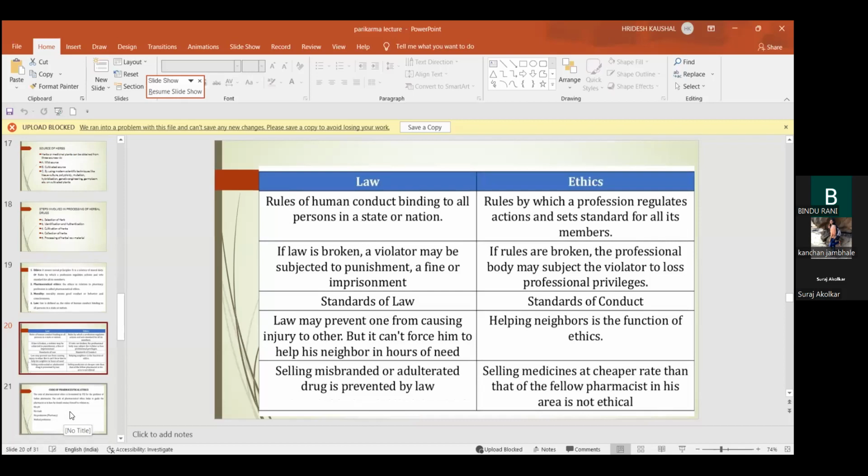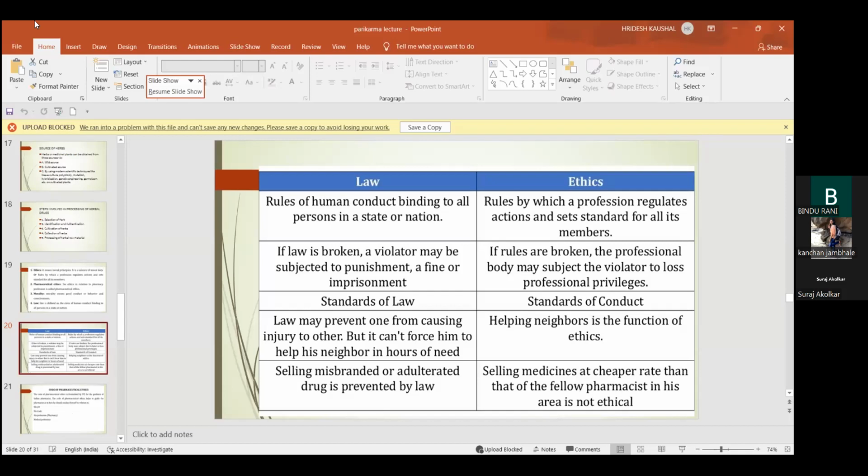And ethics means what? Rules by which a profession regulates its actions and sets standards for all its members. For example, we have to help each other. Helping each other is ethics. Helping a neighbor is a function of ethics. But as per law, one may be prevented from causing injury to another. The law says that we should not cause injury to any other person. That is law, but helping our neighbor is ethics.